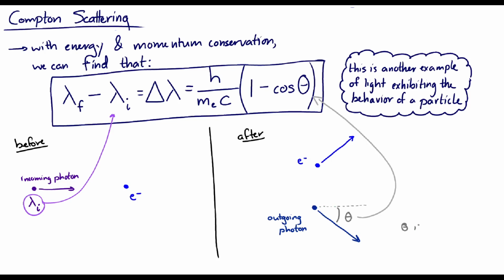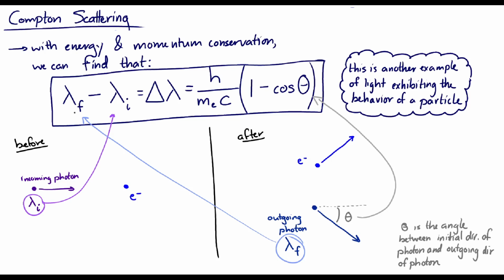Theta is the angle between the initial direction of the photon and the outgoing direction of the photon. And the outgoing photon has a wavelength lambda f. So that defines lambda f, lambda i, and theta in this equation. The only other thing to define is m_e right here, which is the mass of an electron.